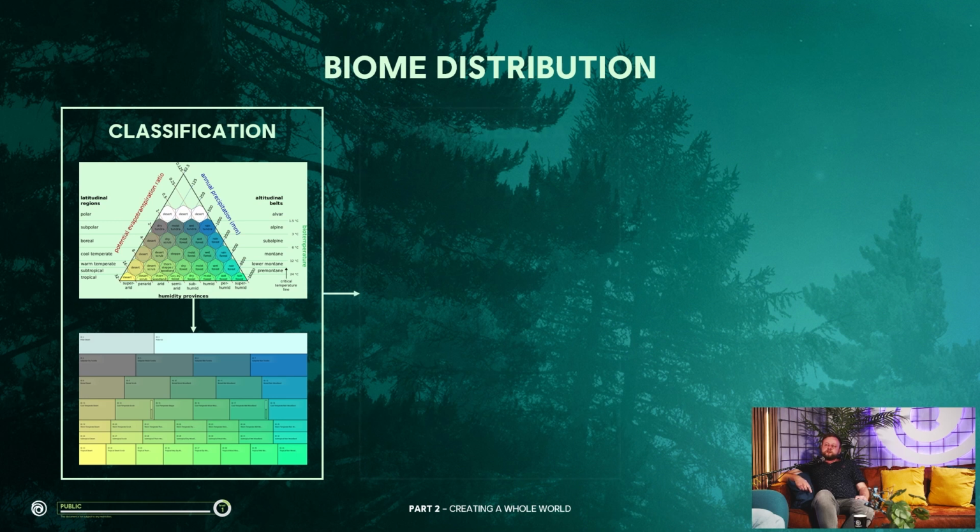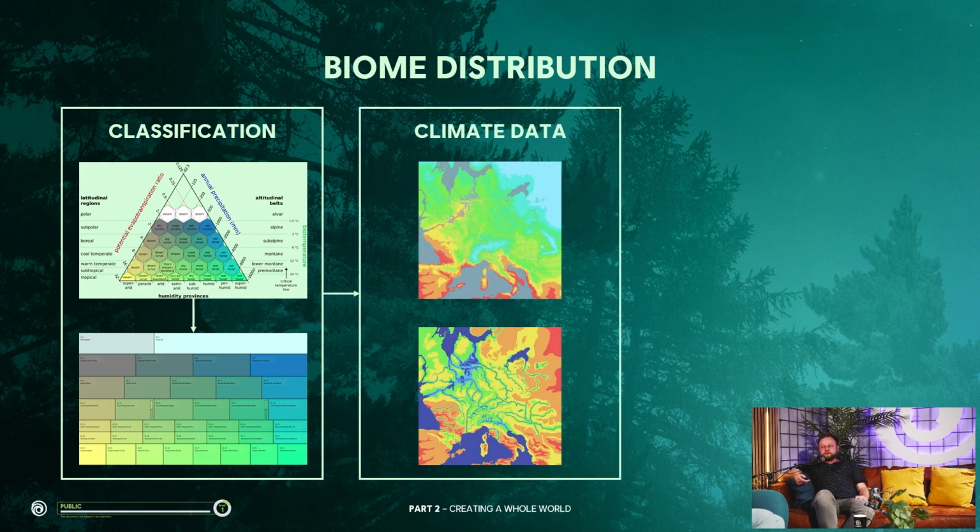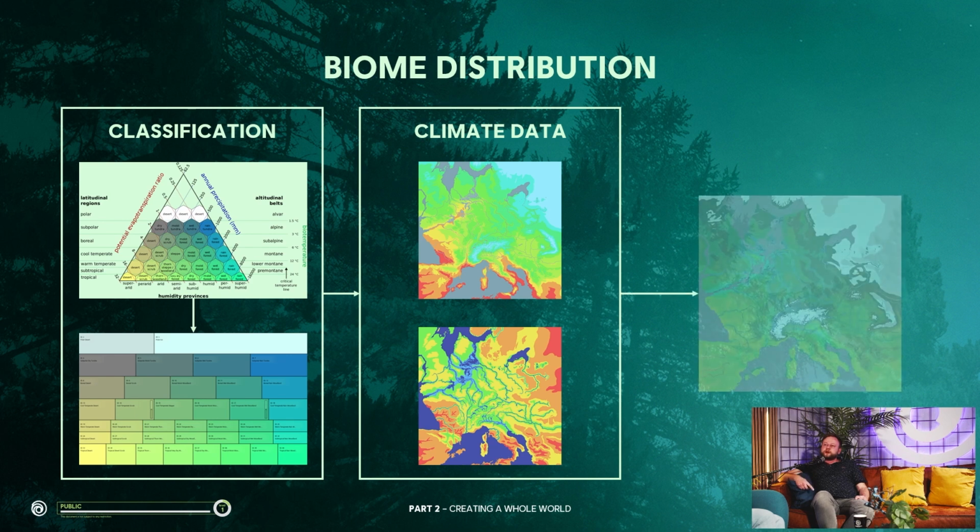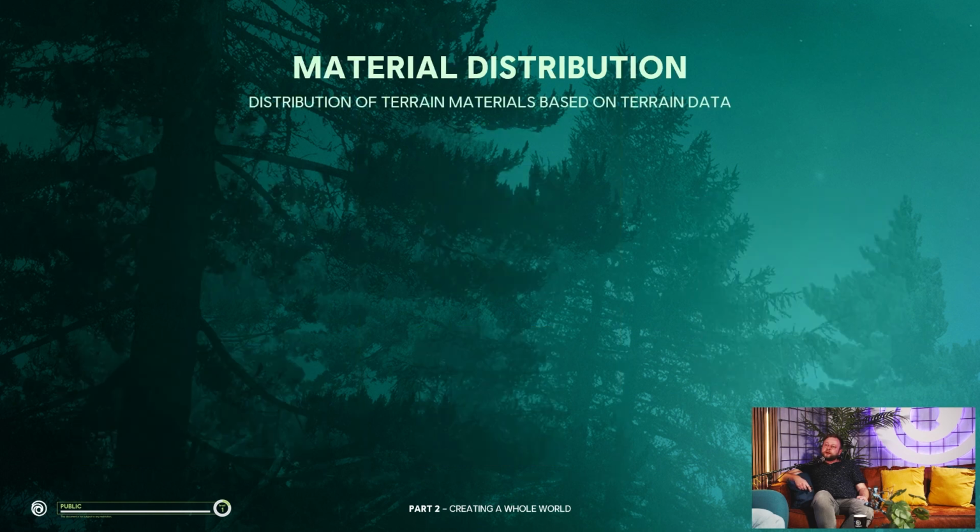And now we take two masks, one for temperature, the other for humidity, and run the whole distribution through that, and you get your biomes correctly distributed on your map using those two parameters. It's pretty simple. It's also pretty fast. It took me like a couple of minutes to do this example. So it's very effective.